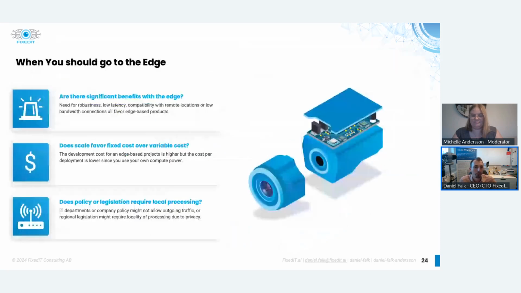So when should you go to the edge? If there are significant benefits with edge, if you need a robust system, if you need low latency, if you have bandwidth limitations, then of course you should go to the edge. If scale favors fixed cost over variable cost, then it's a good time to go to the edge because you have a slightly higher upfront development cost, but once you deploy it, you don't pay anything if you already have the cameras, which you would need for cloud-based solutions anyway.